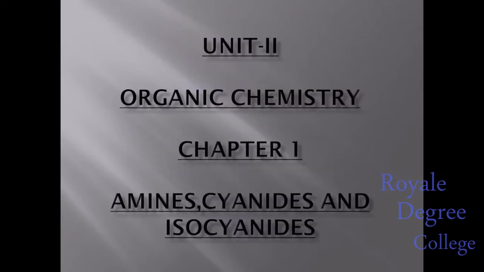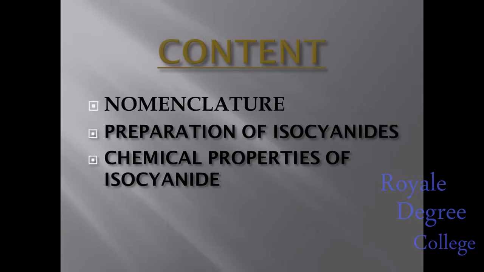As we are talking about second unit Organic Chemistry, Chapter 1, Amines, Cyanides and Isocyanides. Today we'll deal with nomenclature of isocyanides, preparation of isocyanides and chemical properties of isocyanides.